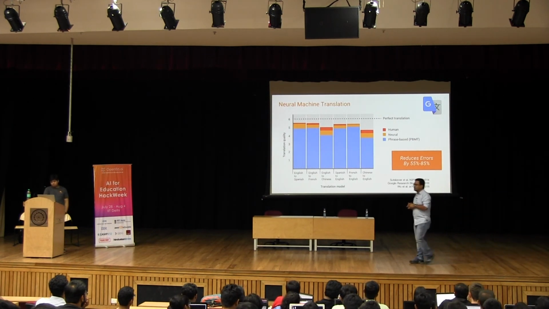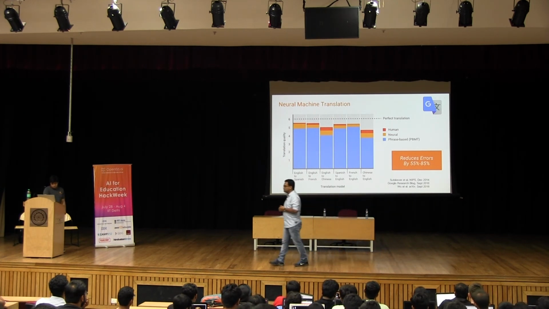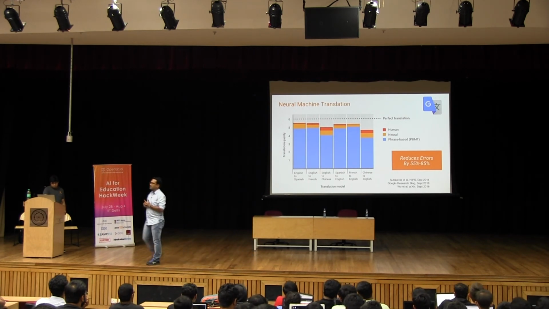Now, second, ways to use TensorFlow: one is neural machine translation. It has reduced error, when we do it internally, by 55 to 85%. So we are using TensorFlow in a lot of our own products as well, when I'm talking about it to you.